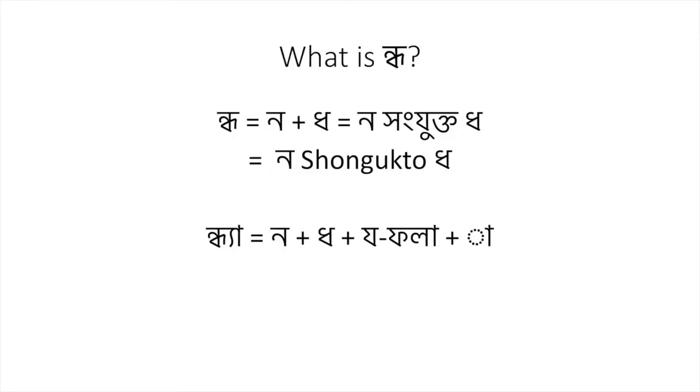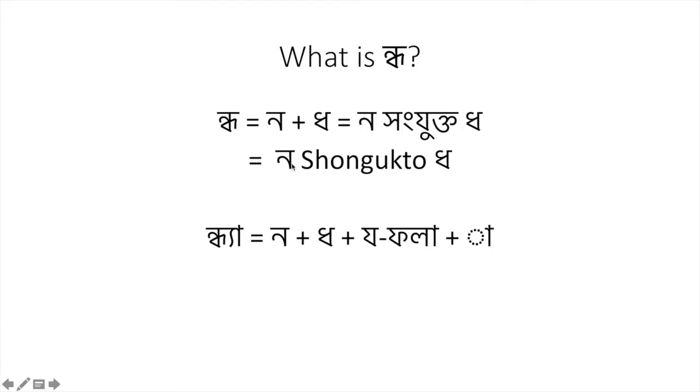So what is this Noy Shongjukto Dha? What is this juktakkhor, right? So let's go over this right now. We have dontyo No plus Dha, and you can also call this Noy Shongjukto Dha. This weird looking thingy over here is comprised of dontyo no and dha, and we call it no shongjukto dha.